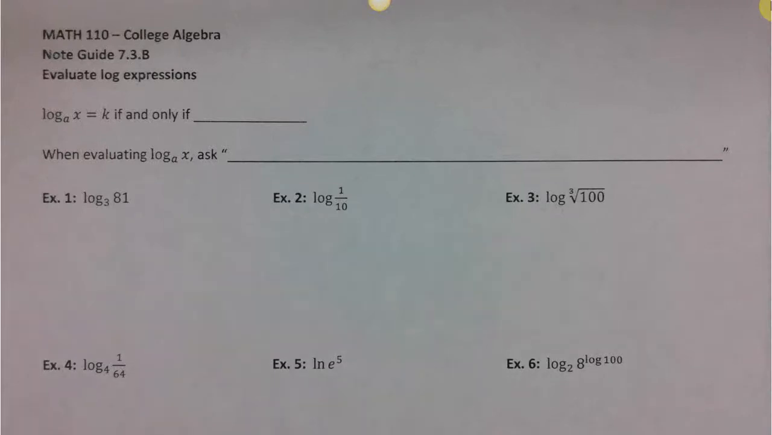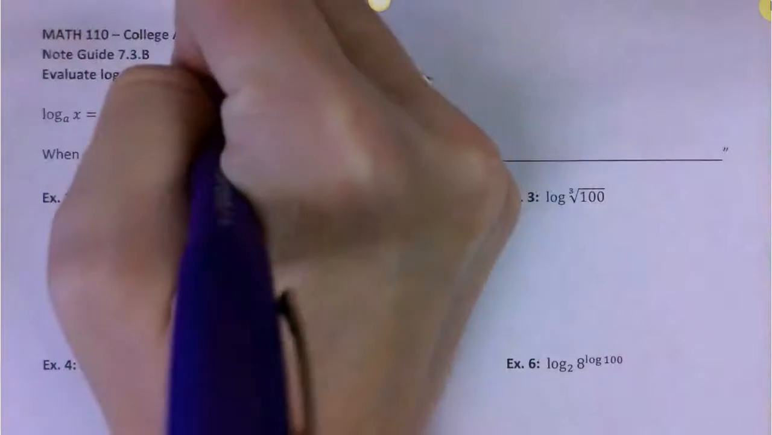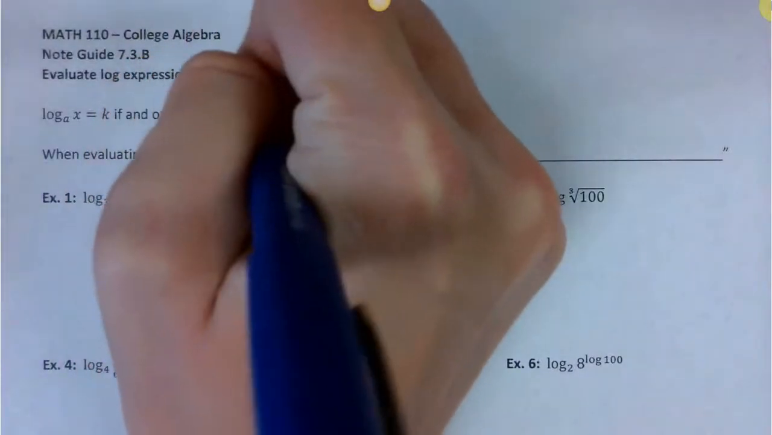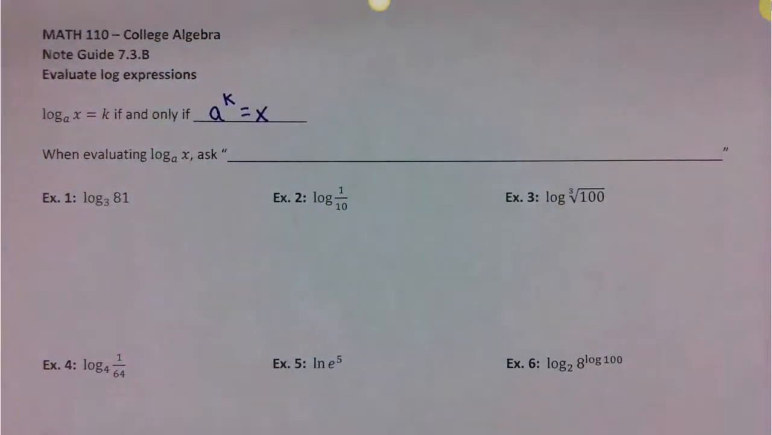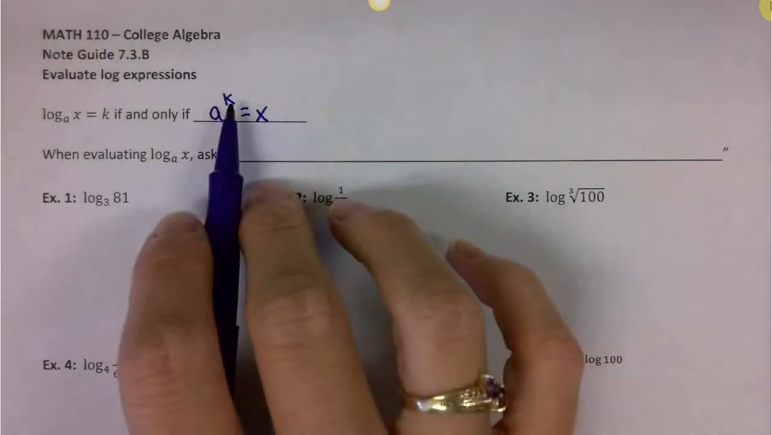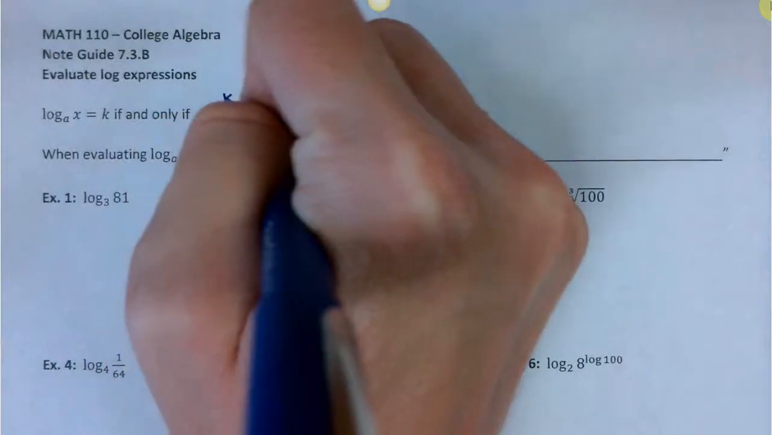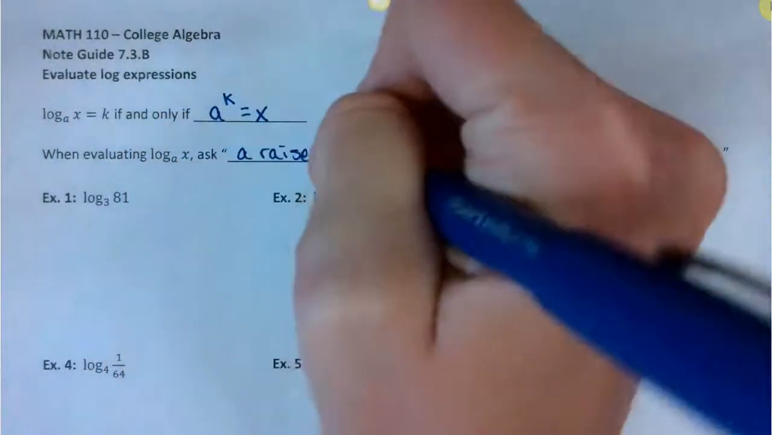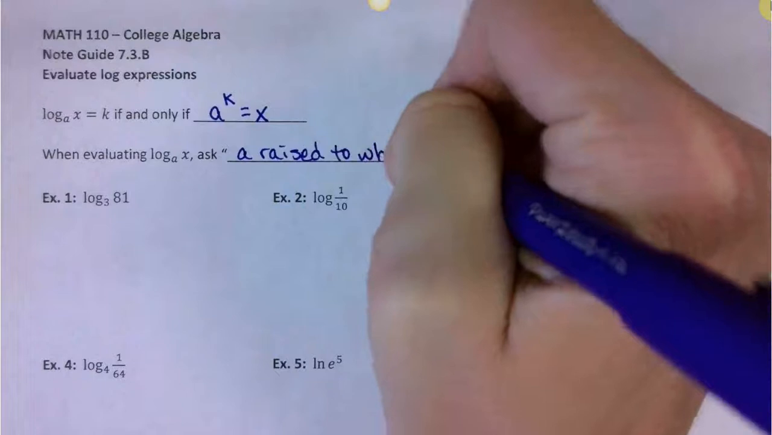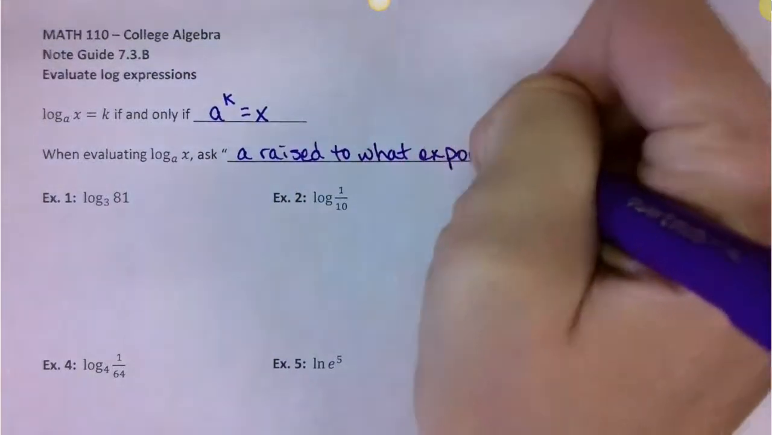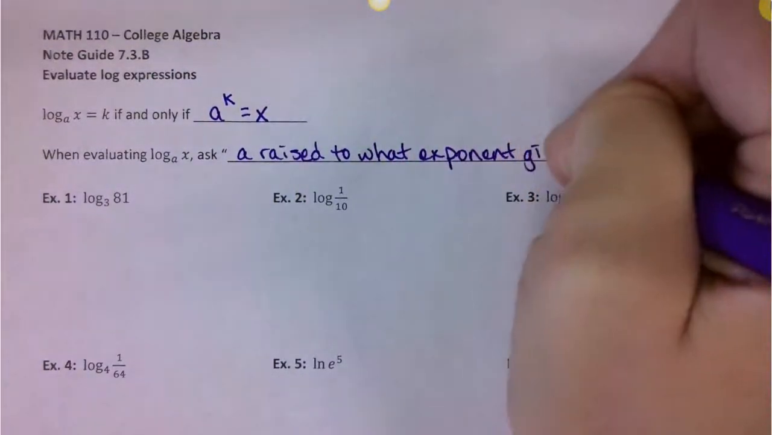So remember the way that the logarithm is defined. Log base a of x is equal to k if and only if a to the k is equal to x. So if you're asked to evaluate the log base a of x, what you're looking for is this exponent k. So what you want to ask yourself is: a raised to what exponent gives me x?